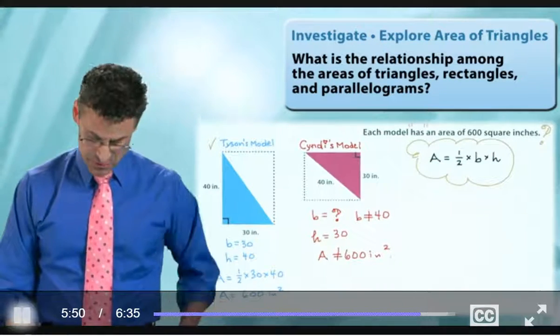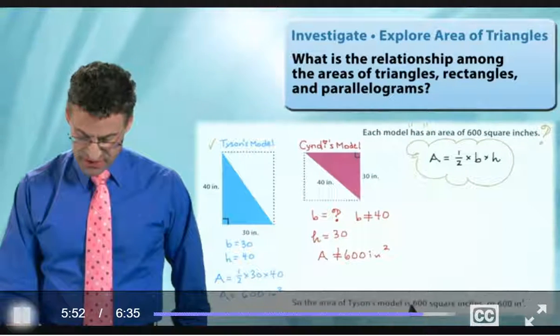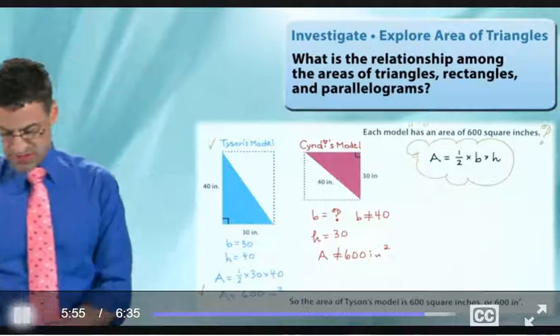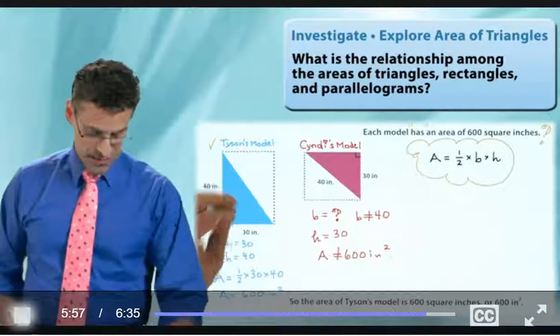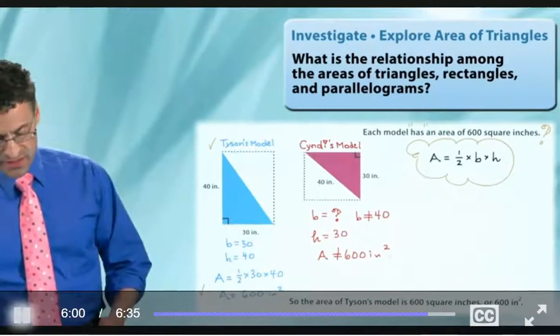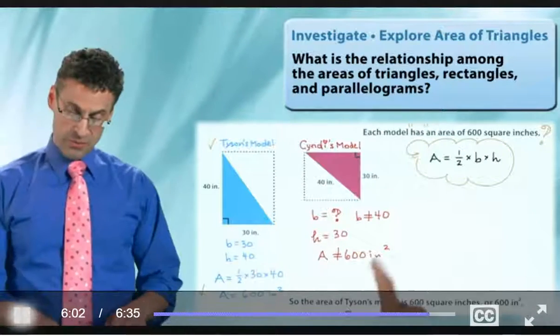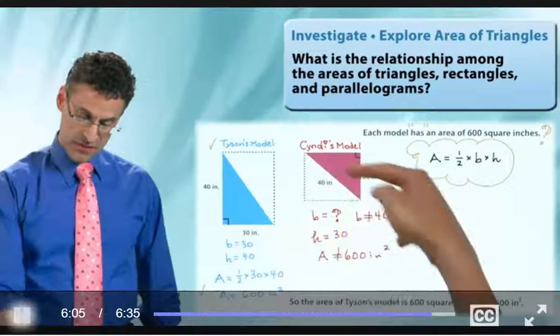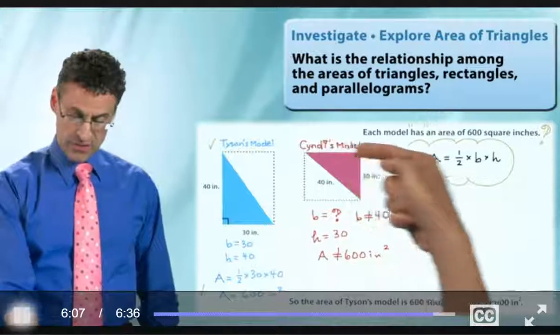And in terms of the question at hand, we see that the area of Tyson's model is 600 square inches, or we can write 600 inches squared, and that's great. We can see the calculation, and maybe even greater, Cindy teaches us a valuable lesson: when we're looking at triangles, even when they're kind of like this, we have to understand that the base and the height have to be those edges that are perpendicular to each other. Really important to understand what to look for when you're finding the area of a triangle. When we say 1/2 base times height, that height has to be a perpendicular height with respect to the base. Once we have that, we're good to go.